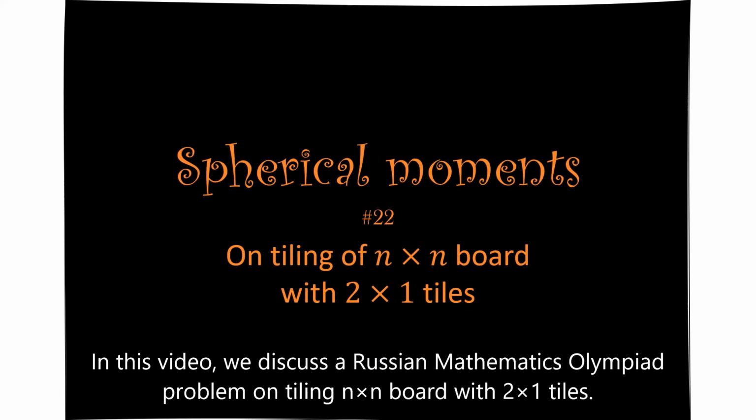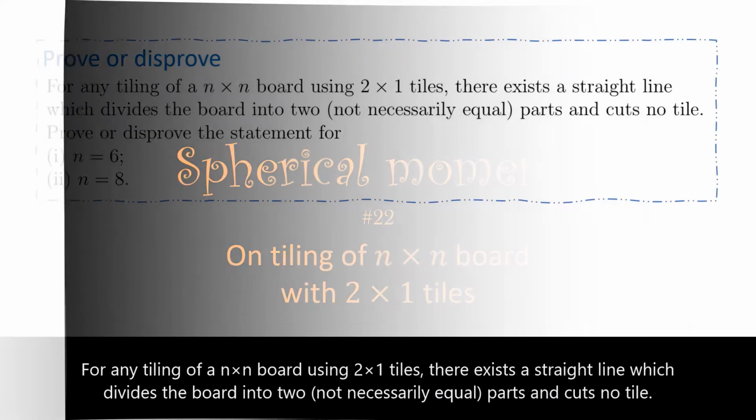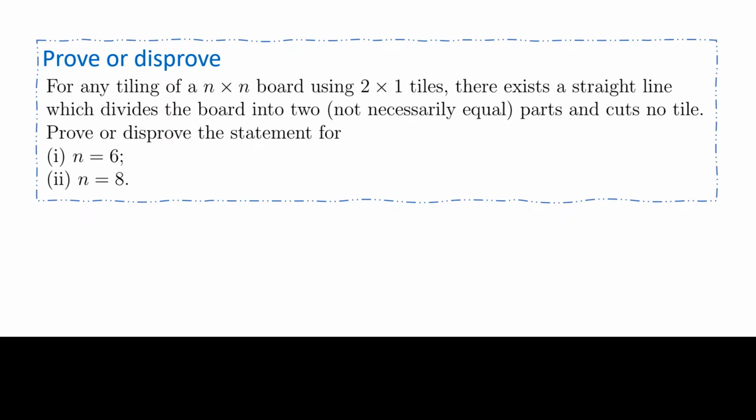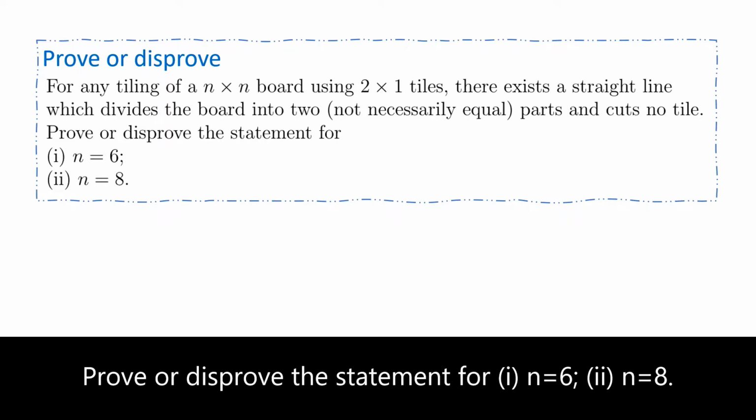In this video, we discuss a Russian mathematics Olympiad problem on tiling an n by n board with 2 by 1 tiles. For any tiling of an n by n board using 2 by 1 tiles, there exists a straight line which divides the board into two, not necessarily equal parts, and cuts no tile. Prove or disprove the statement for 1, n equals 6, 2, n equals 8.